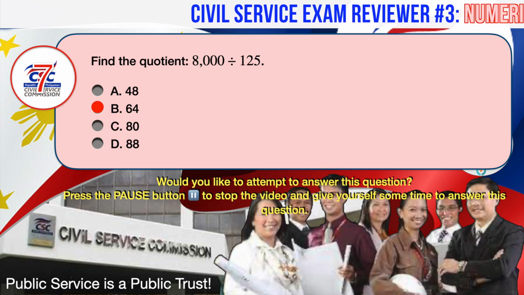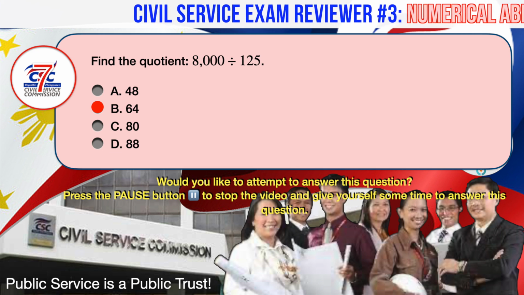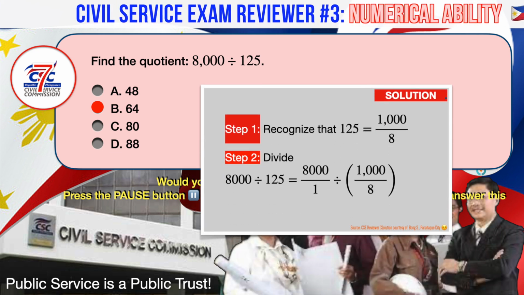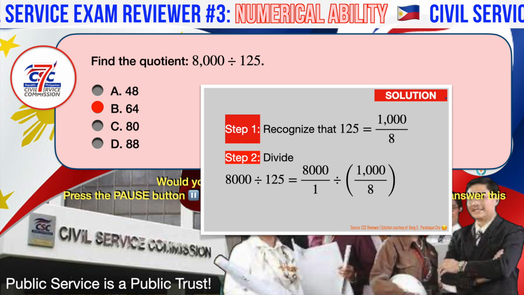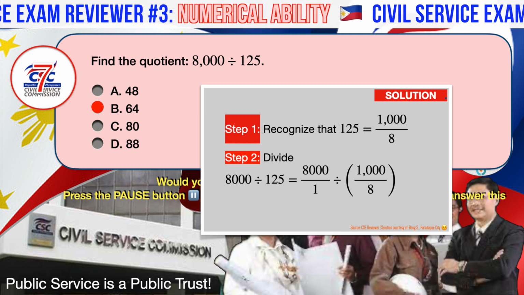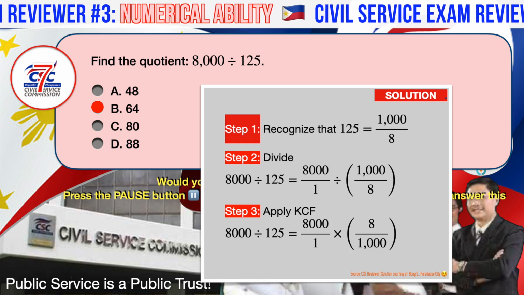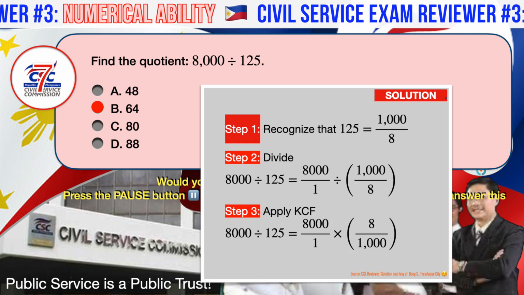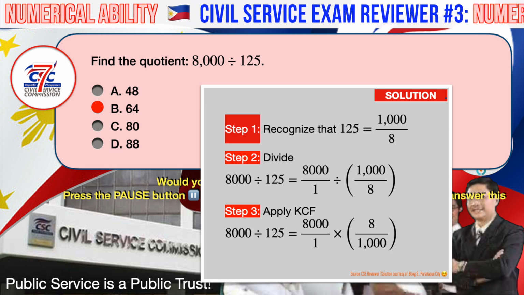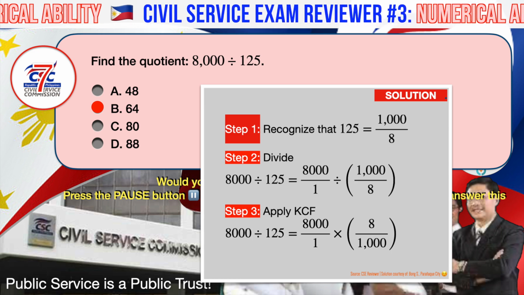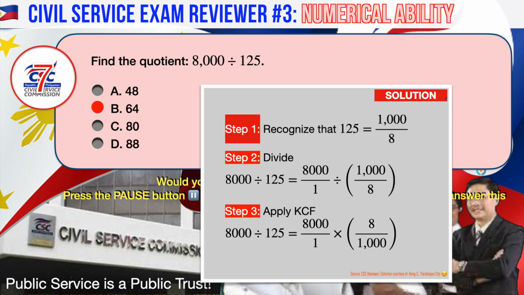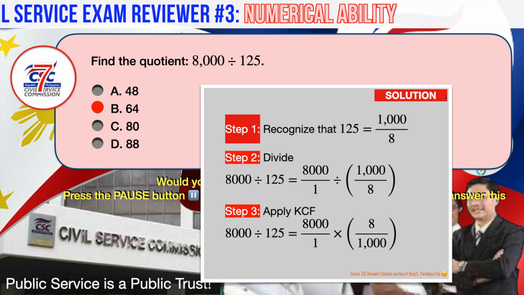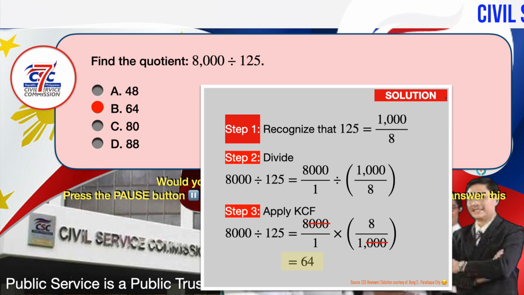64. You may go ahead and solve this using longhand division and arrive at the correct answer in a fairly short time. Or you can first recognize that 125 is equal to 1000 divided by 8, and then proceed to divide 8000 over 1, which is simply our original 8000, by 1000 over 8. Next, apply the KCF technique in dividing fractions. That is, K for keep. Keep the first fraction as is, 8000 over 1. C for change the operation from division to multiplication. And then F for flip. Flip the numerator and denominator of the second fraction from 1000 over 8 to 8 over 1000. As you can see, we can cancel out the 3 zeros and are left with simply 8 times 8, which is equal to 64.